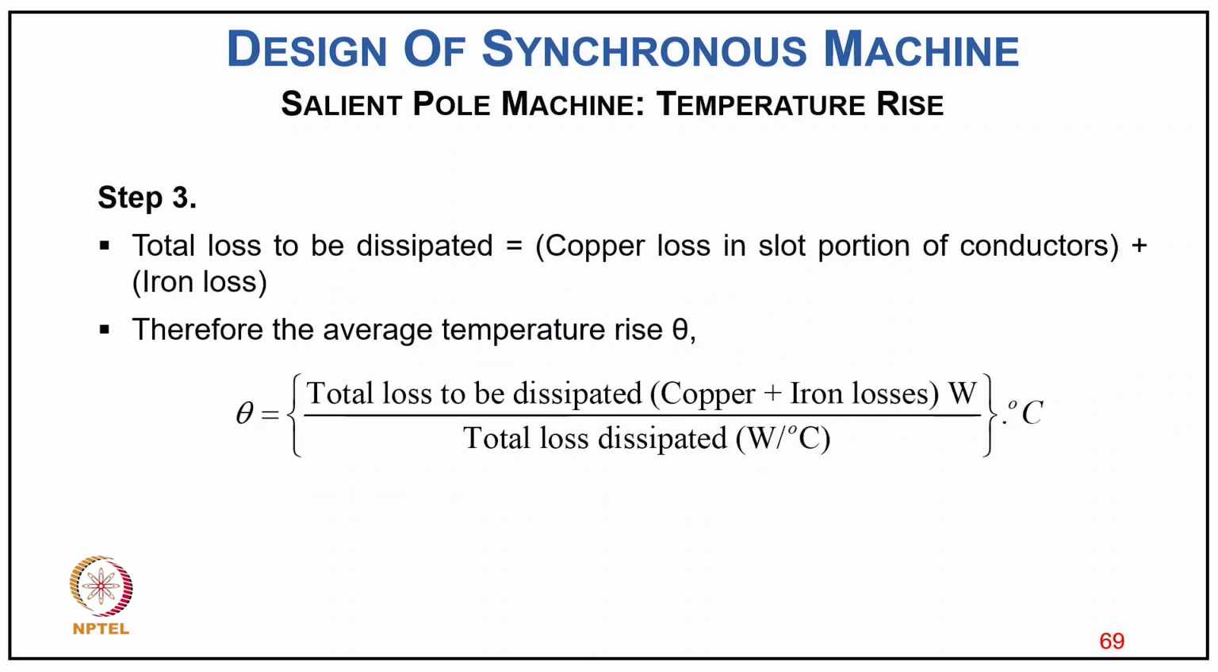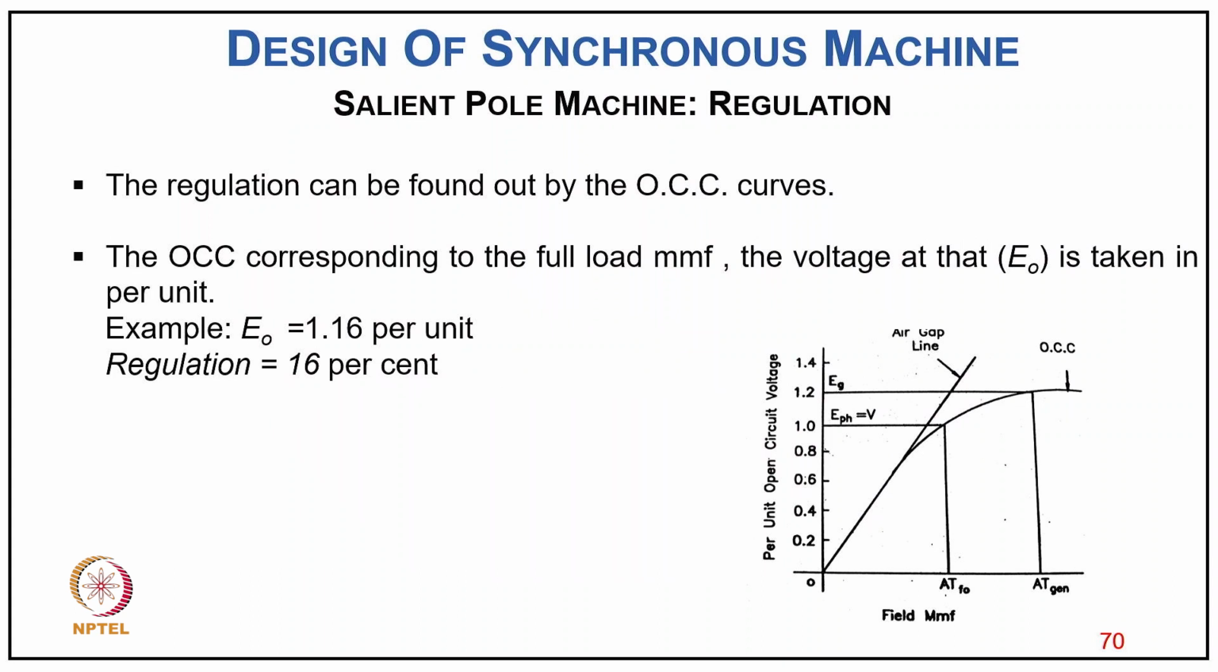Now step 3, the total loss to be dissipated equals the copper loss in the slot portion of the conductor plus iron loss, and therefore the temperature rise theta equals total loss to be dissipated, like copper plus iron loss in watts, divided by total loss dissipation in watts per Celsius, giving the final temperature rise in Celsius. Now coming to the voltage regulation. The voltage regulation can be found out by the OCC curve. So on the OCC corresponding to full load MMF, the voltage E0 is taken as a per unit, for example E0 equal to 1.16 per unit, and regulation is 16%.